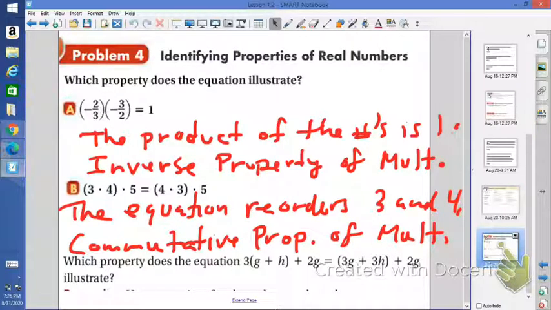All right, so that wraps up the lesson. Again, the big thing that we're going to pull out of 1.2 is how to classify real numbers. So example 1, that's going to be super big and going to be the primary focus of our homework.